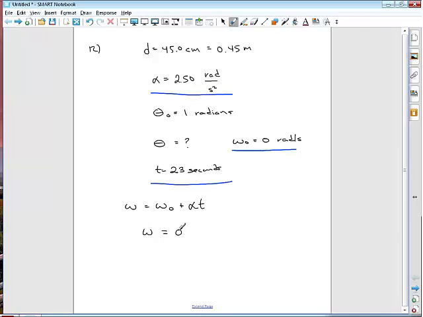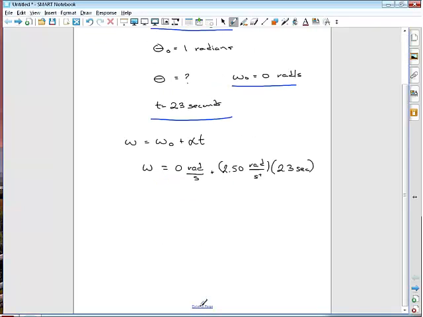So omega 0 is 0. Alpha is 2.5 radians per second squared. And the time is 2.3 seconds. So our angular speed, let's multiply this together, is 2.5 times 2.3, which is 5.75, and the units are radians per second. So that's the answer for part A.